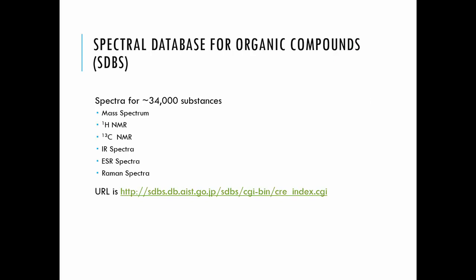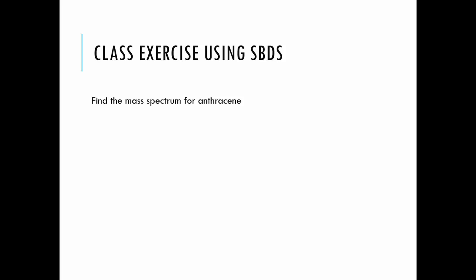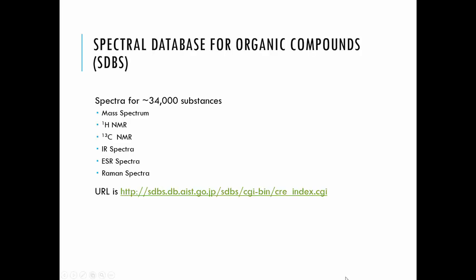Okay, Spectral Database for Organic Compounds. Okay, this is a Japanese database. You can find some spectra in the Webbook, but this is another source here. So again, there's a link to it. This is a Japanese organization. It is in English here. So I asked here to find the mass spectrum for anthracene. So we'll click on the link here.